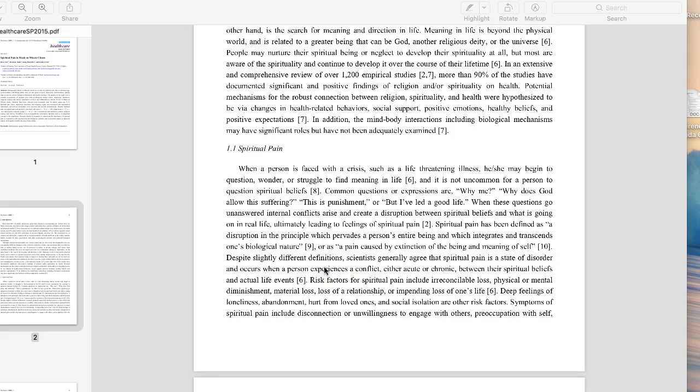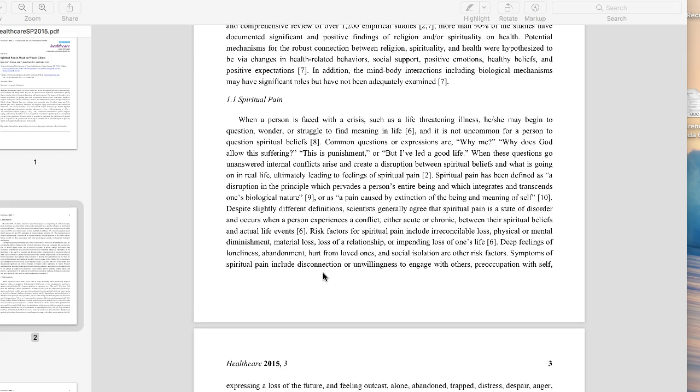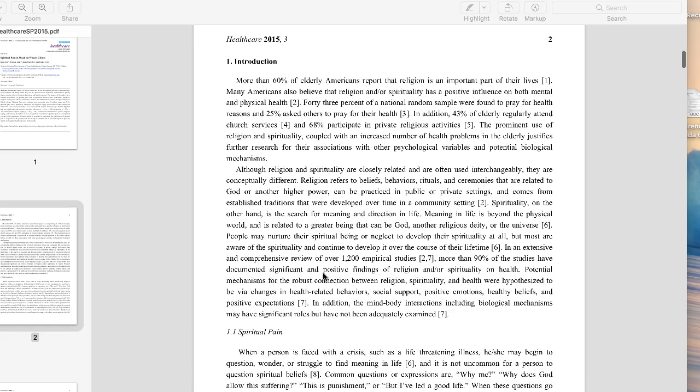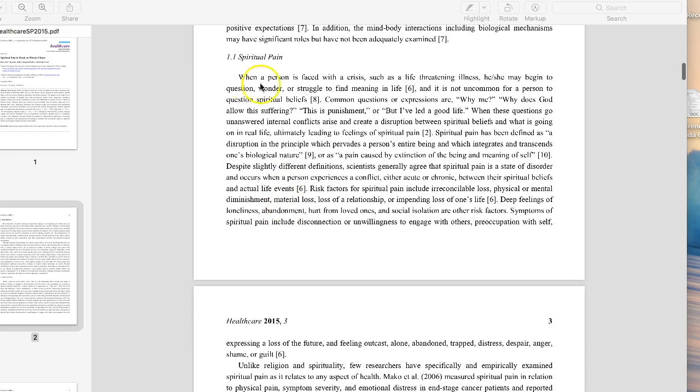Then, as far as the background, I go into talking about each one of the variables that I was interested in much more detail. So it's really the same format, except the way this journal wanted it was for it to be broken up into the different sections. So here's the introduction. It was clearly delineated. And then I talked about spiritual pain in great detail.